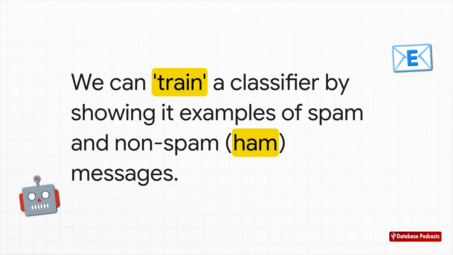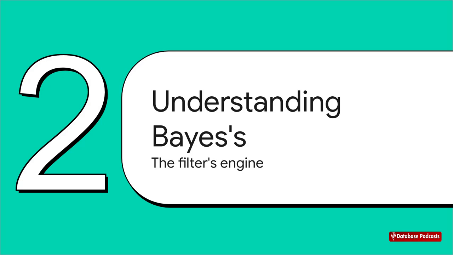We feed our algorithm what's called a training set. It's just a huge collection of emails that we've already labeled. Thousands marked as spam and thousands marked as ham, which, by the way, is the charming industry term for the good stuff, the non-spam. From all this data, the algorithm starts calculating how often every single word appears in both of those categories.